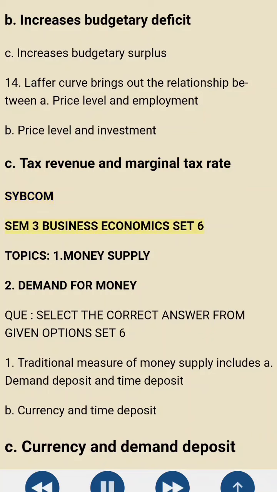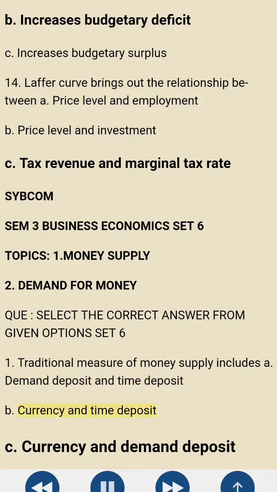SYBCOM Sem 3, Business Economics, Set 6. Topics: 1. Money supply. 2. Demand for money. Select the correct answer from given options. Set 6. 1. Traditional measure of money supply includes A. Demand deposit and time deposit.